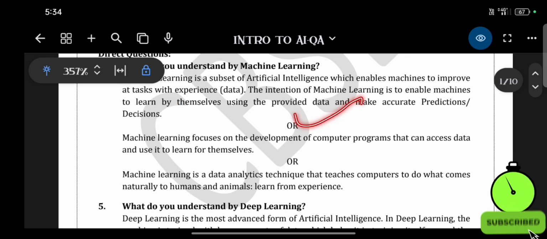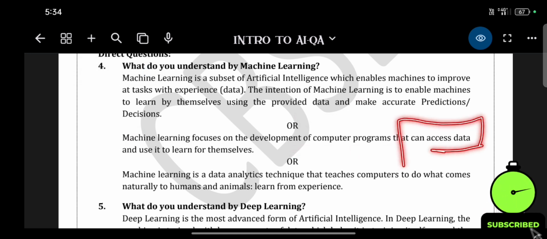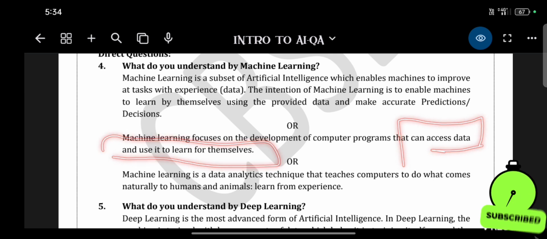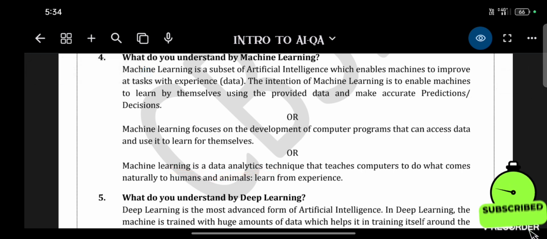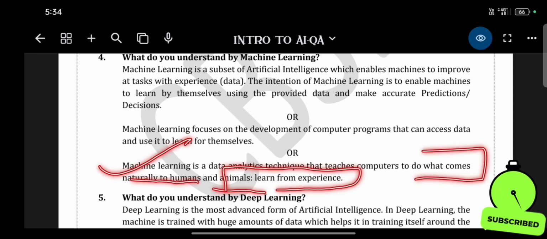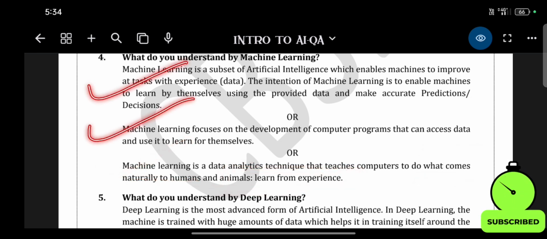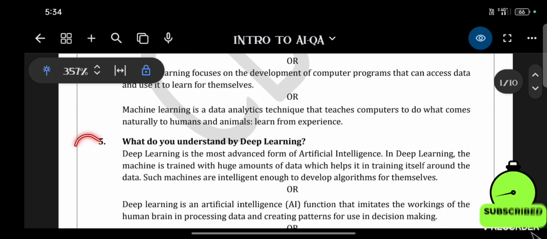Either you can also write, machine learning focuses on the development of computer programs that can access data and use it to learn for themselves. Either you can also write, machine learning is a data analytics technique that teaches computers to do what comes naturally to humans and animals, learn from experience. Either you can write this or this or this. From any three, anyone. Next question.